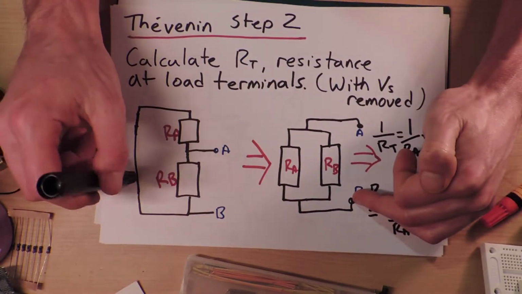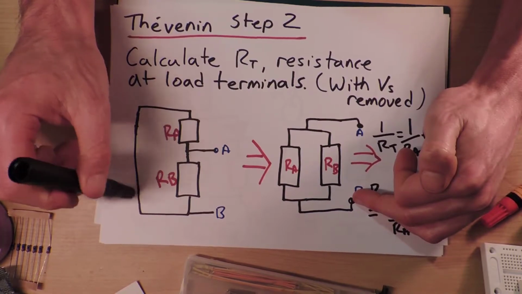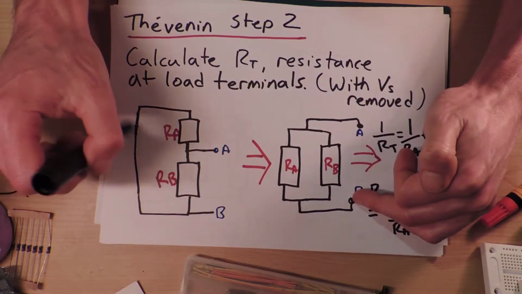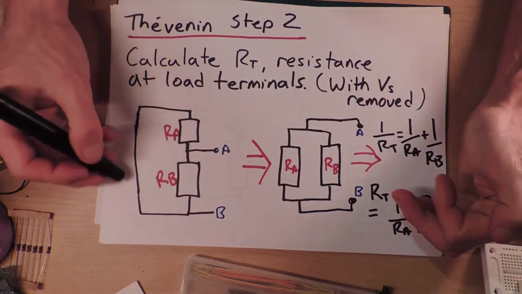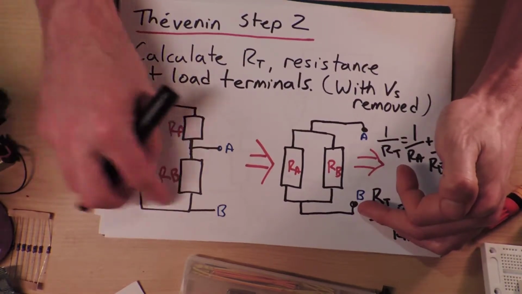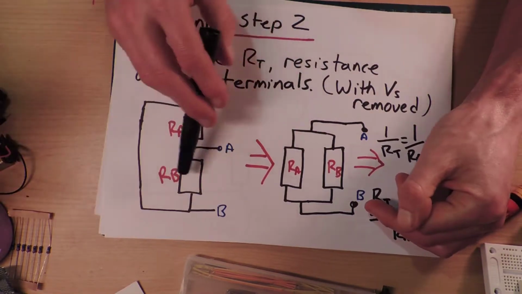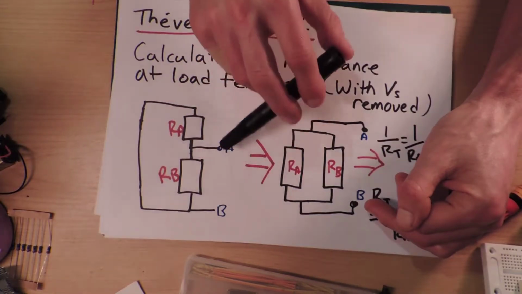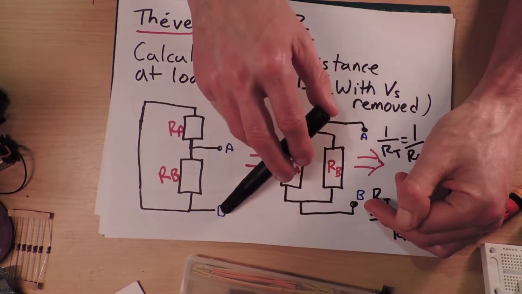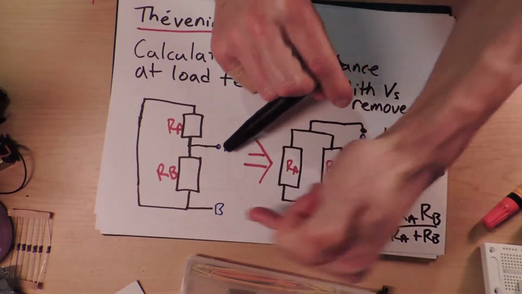We have to disable the voltage sources, and we disable them by substituting a short between them. So we just take them out and put a line through it. They don't break the circuit, they just disappear. The voltage source has disappeared from here and been replaced by a wire. Now we have to find the resistance between these two terminals, looking from A and B.